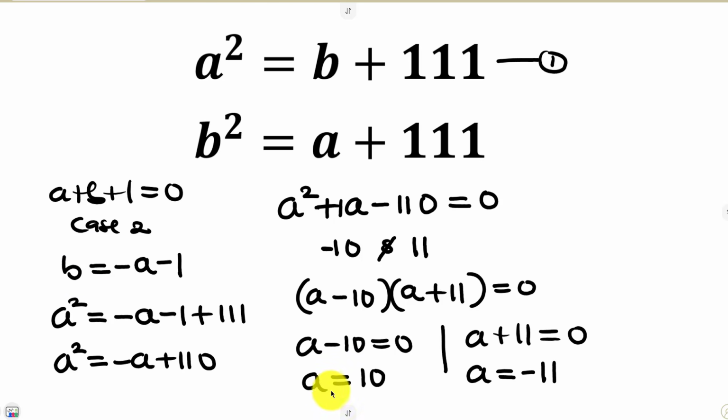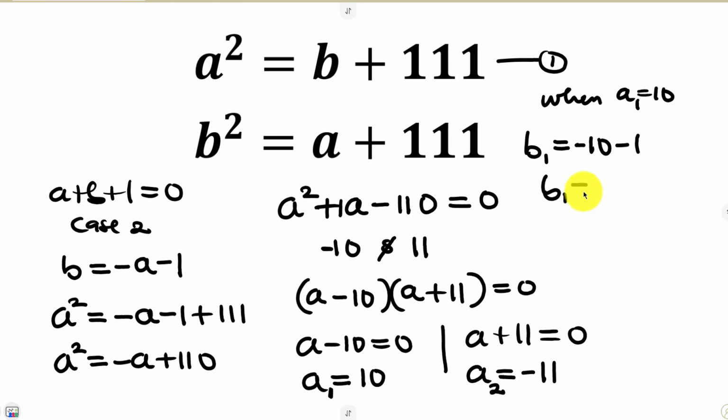Now from here, let's call this our first value, call this our second value. Now from here, b1, which is the corresponding value of b when a is equal to 10. So we have negative a, so negative a is negative 10, negative 1. So the corresponding value of b will be negative 10, negative 1, which is negative 11. Good. And then the pair of equations, okay, don't worry, I'm going to be writing that later.